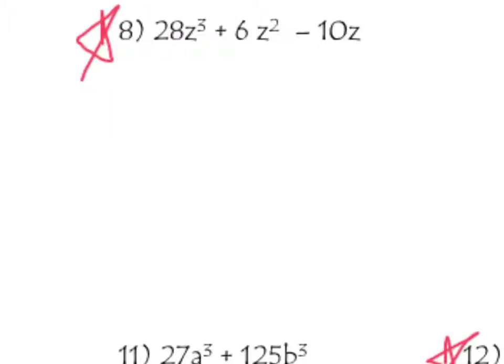Now let's move on to number 8. In number 8, you do have some common factors. 2 goes into each term, and z goes into each term also. You can tell this easily without writing anything down, because all of these are even, and you see z represented everywhere. So you write down 2z, and then you divide everything by 2z.